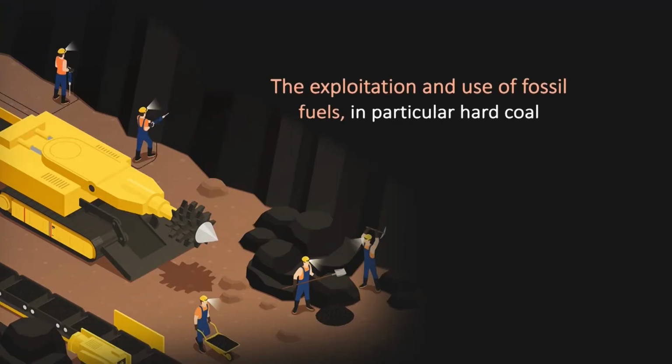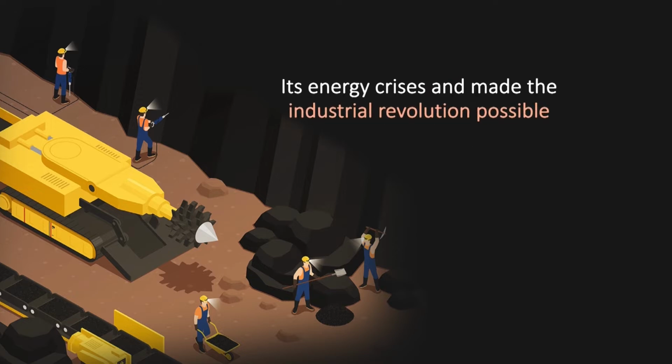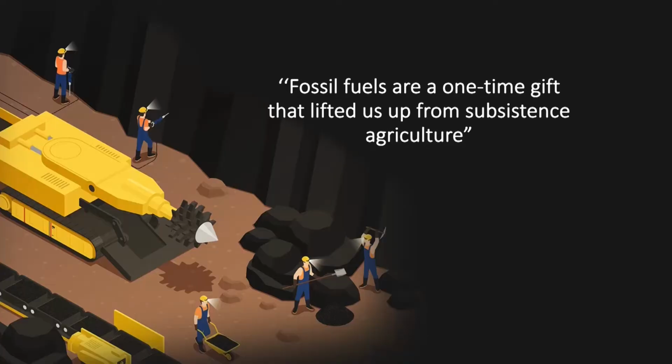The exploitation of fossil fuels, in particular hard coal, made it possible to overcome the limitation of the agrarian solar energy system and its energy crisis, and made the industrial revolution possible. The advent of the age of fossil fuels released Earth from the dependence on organic materials and from the trade-offs between heat, food, and raw materials. From the agrarian way of utilization of resources, we move to fossil fuels that relieve us from that crisis of resources. And fossil fuels are a one-time gift that lifted us up from subsistence agriculture.